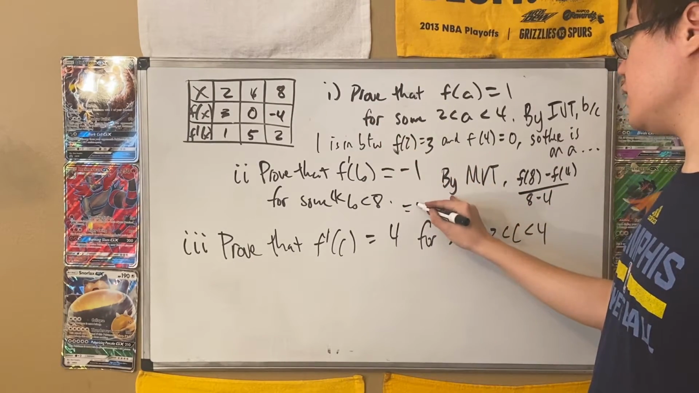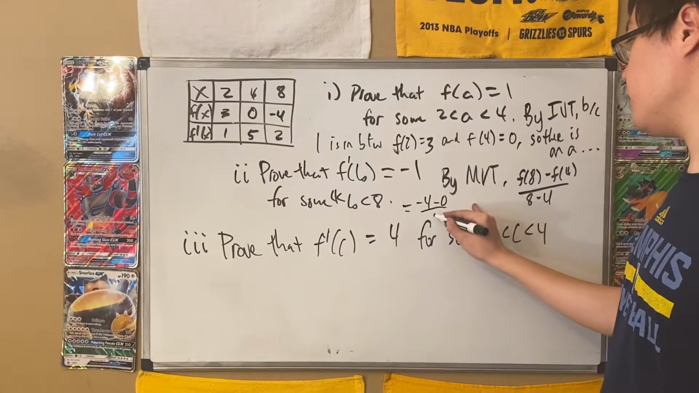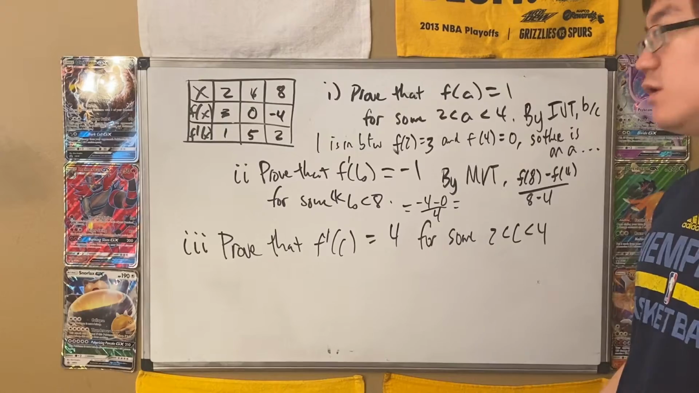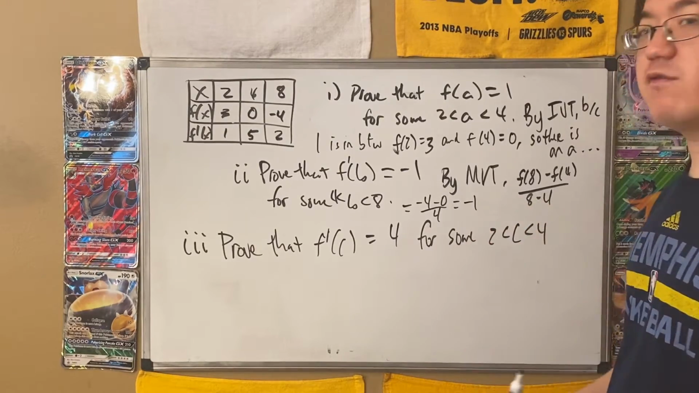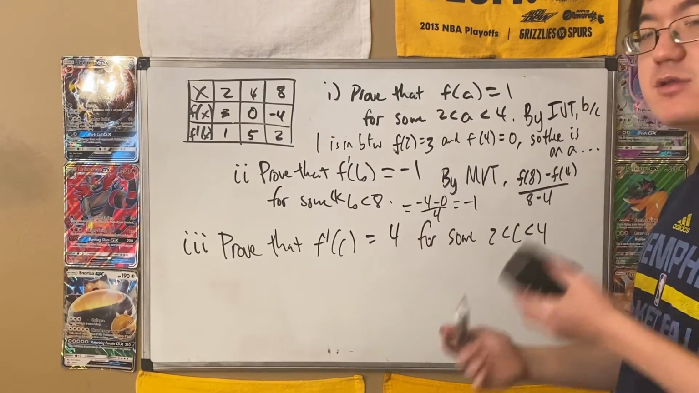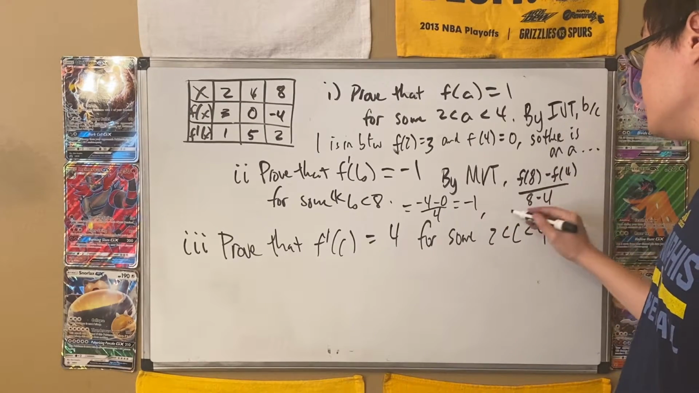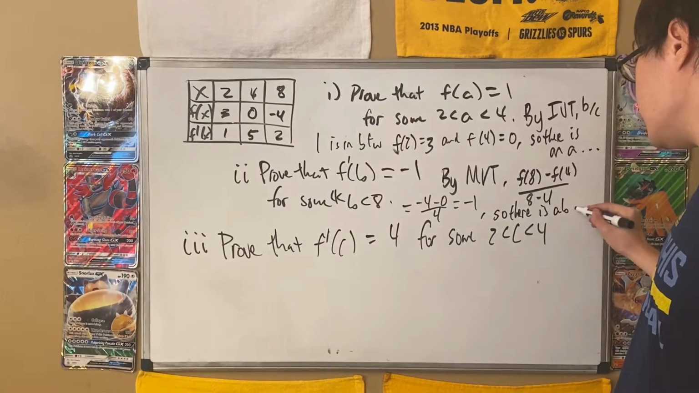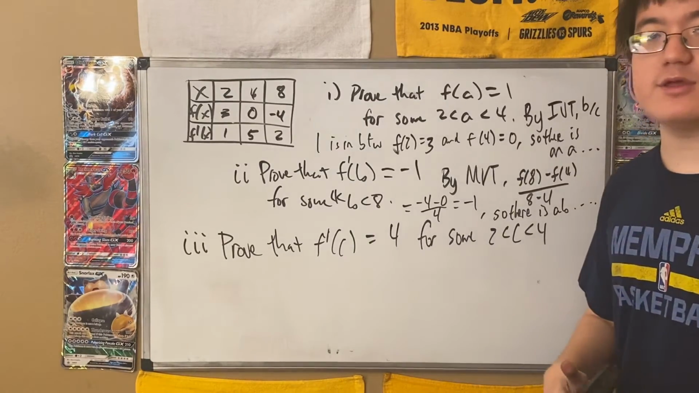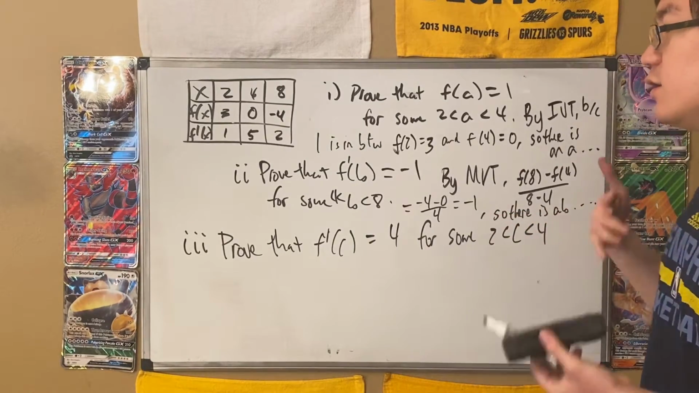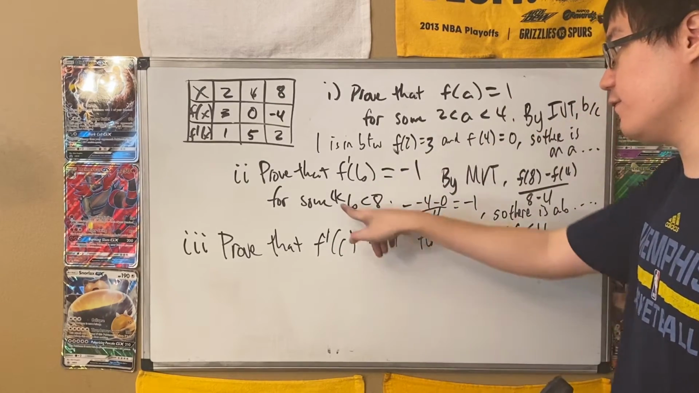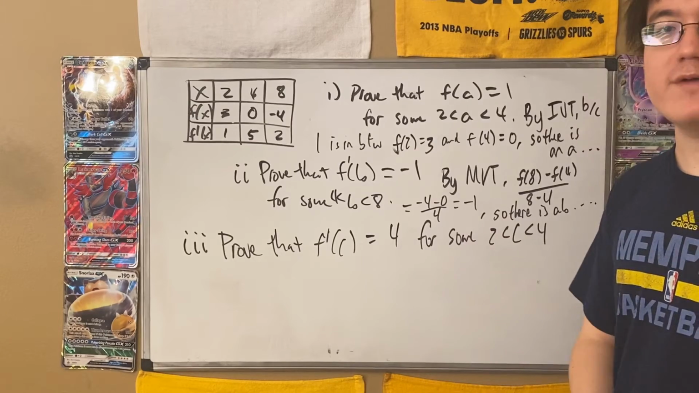f of 8 is going to be negative 4 minus 0 over 4. And unlike IVT, you need the number to be exactly the number you want. So luckily, negative 4 minus 0 over 4 is negative 1. So that's the work. We can write comma, and then we can write so there is, and I'm going to be lazy again and use ellipses. But the thing you would write is there is a B where f prime of b equals negative 1 and b is in between 4 and 8. So that's how you do MVT.